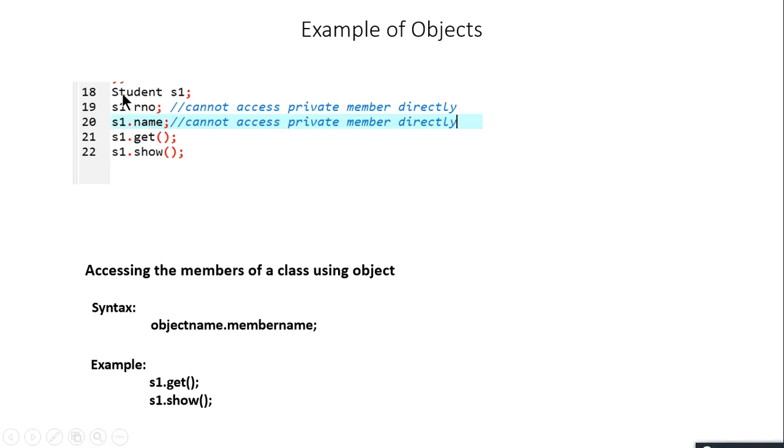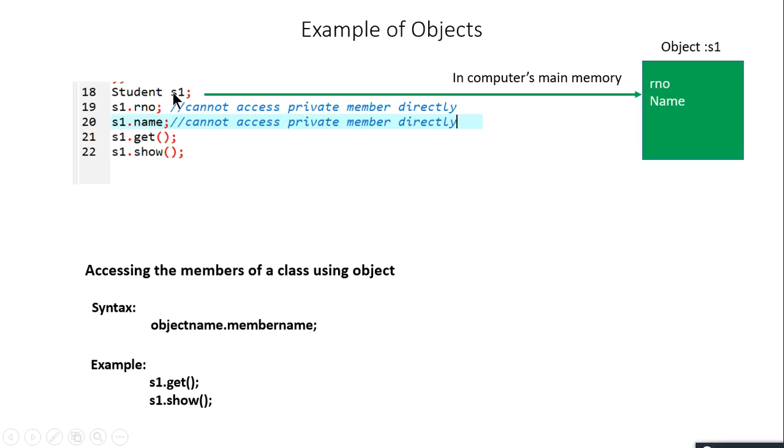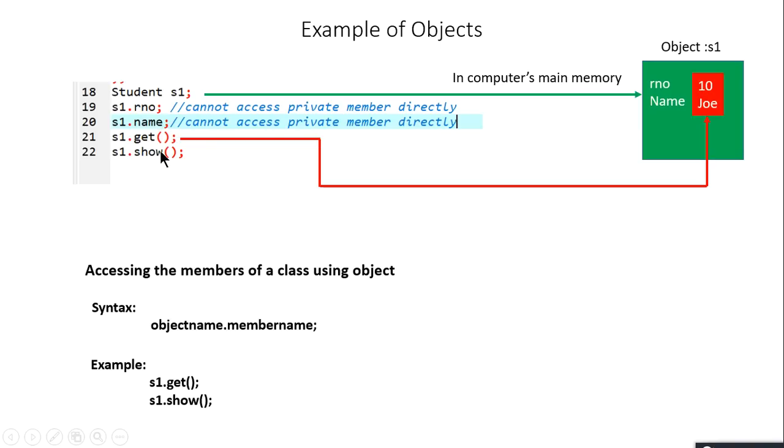Let's study here. Student s1, so this is the object you created. Once you do this, memory is allotted to the roll number and name using s1. Now you cannot access roll number and name directly because they are defined inside the private access. Now you have to use the get function. When you call s1.get, you can put values inside roll number and name. Let's say 10 and Joe. So roll number is 10, name is Joe. Putting the value can be done using the get function.